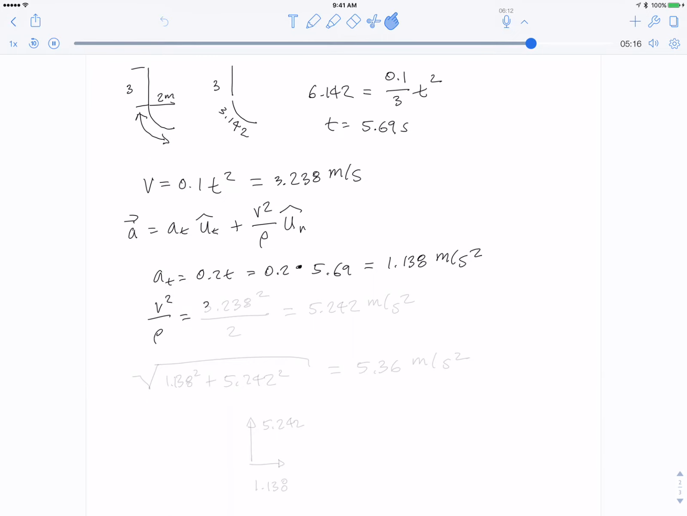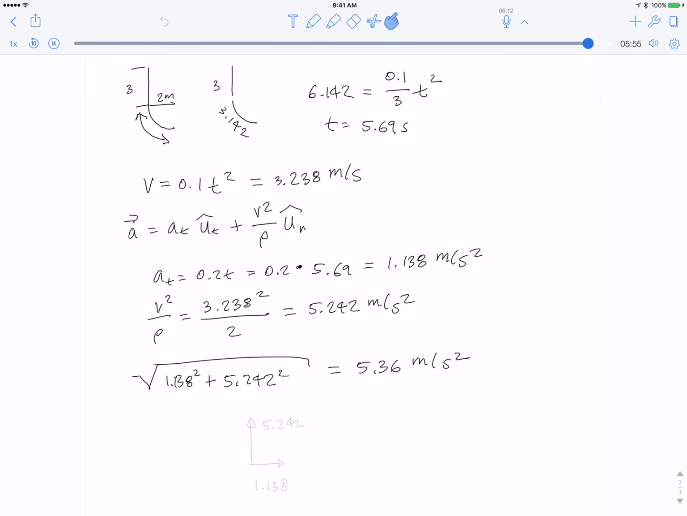We knew that the velocity is 3.238 squared, and the radius was 2. And so that comes out to 5.242 meters per second squared. And so finally, the total acceleration is the square root of 1.138 squared plus 5.242 squared, and that comes out to 5.36 meters per second squared.